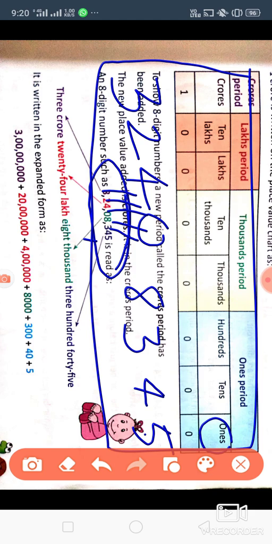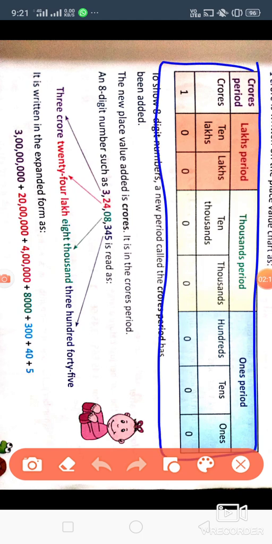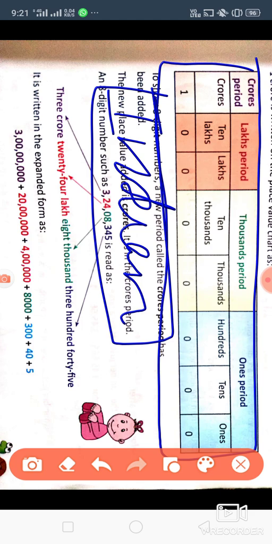numbers. So what you have to do, you have to make this place value chart. And what you'll write? Indian. This is your Indian place value chart. According to the Indian system, this is your Indian place value chart. So you'll make this chart. Got it?